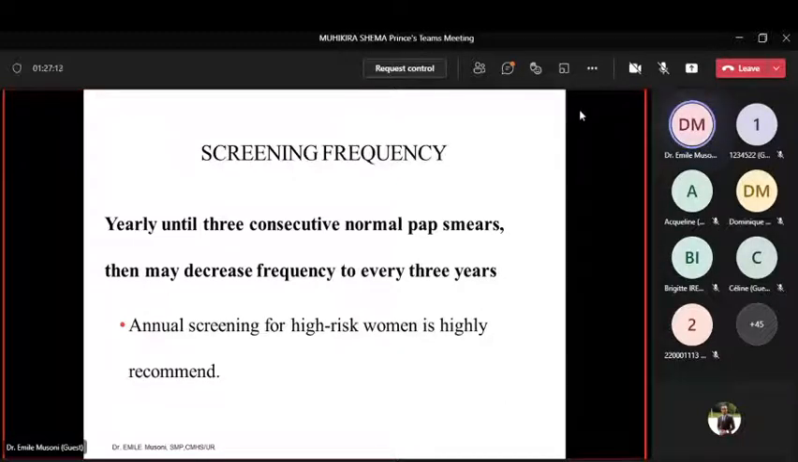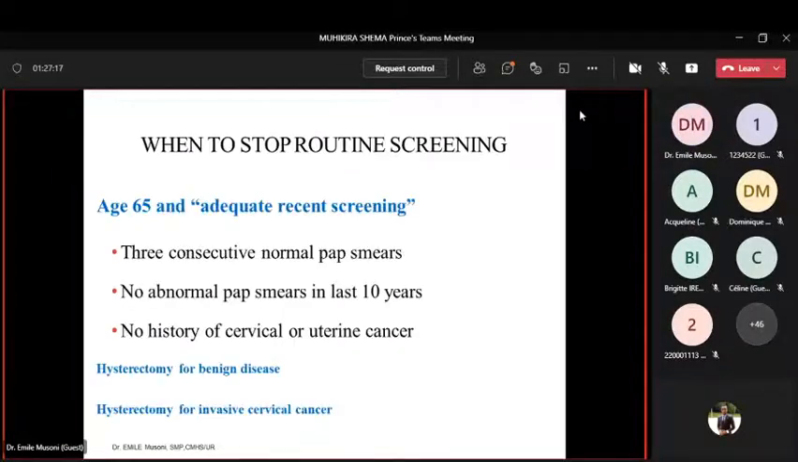Annual screening for high-risk women is recommended. When to stop routine screening? Over the age of 65, there is no need of screening, when there are 3 consecutive normal pap smears, no abnormal pap smear in the last 10 years, and no history of cervical or uterine cancer. After hysterectomy, if there is no uterus, there is no need of screening.